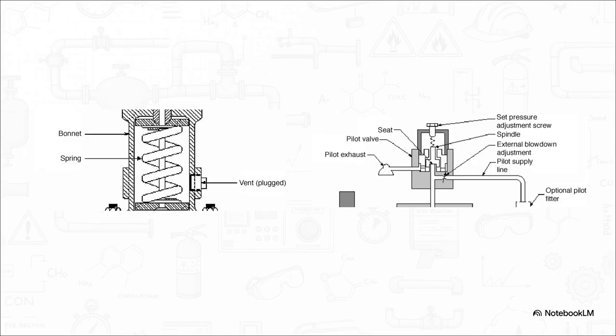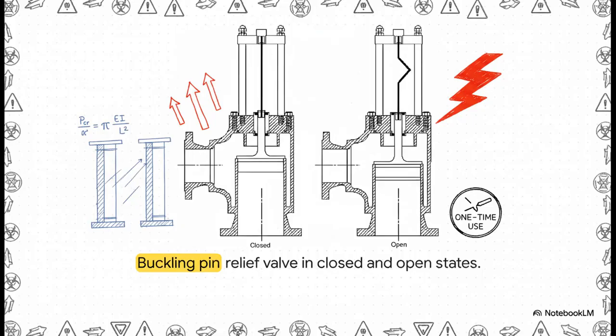It actually uses the system's own pressure to keep the main valve sealed tight, while a smaller pilot valve sits on top, monitoring the threshold. Once that set pressure is hit, the pilot valve vents, disrupting the seal and allowing the massive main valve to blast open. But hey, engineering is all about alternatives, right? Like this fascinating buckling pin relief valve.